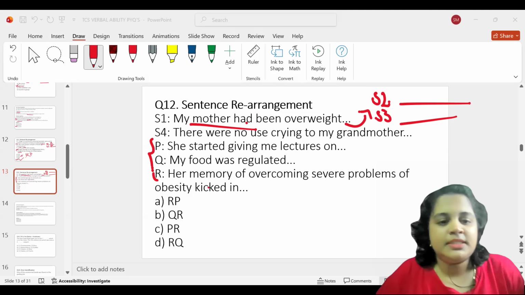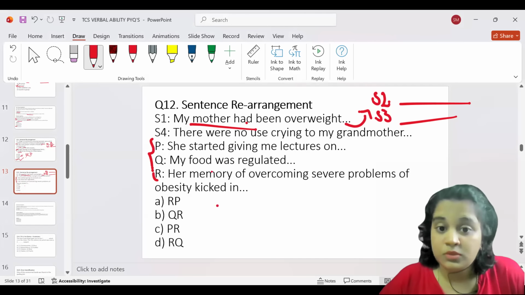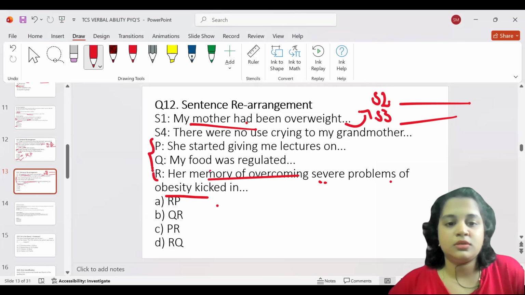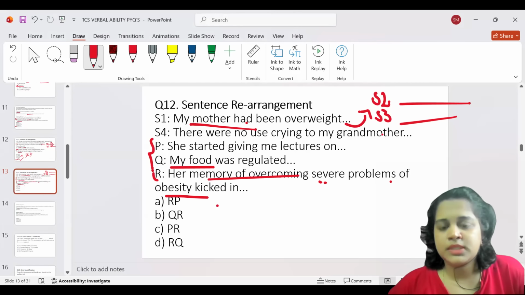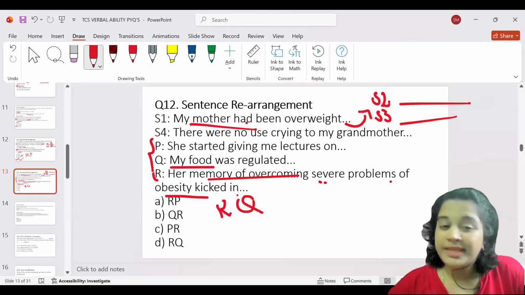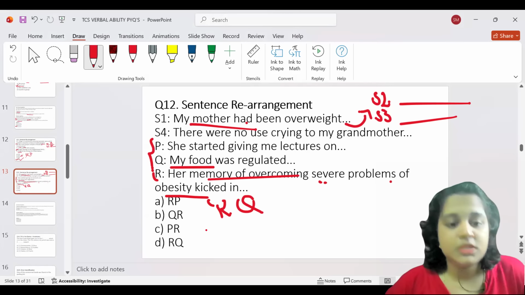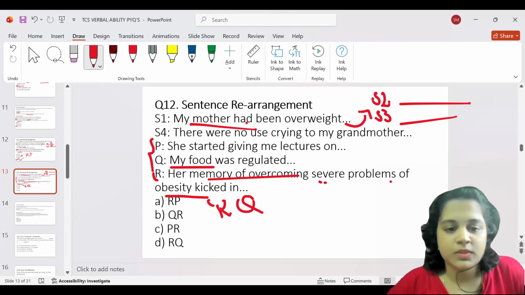So I have a feeling that it is RQ, because her mom was overweight and her memory of overcoming several severe problems of obesity kicked in, and therefore she had to do something to her daughter. So her food was regulated, and there was no use crying to the grandmother. I have a feeling that it is RQ, but it can be RP as well. Let me quickly check the answers. It is RQ, guys. I was right. So that is about this question.